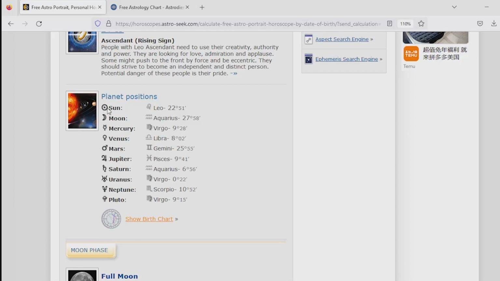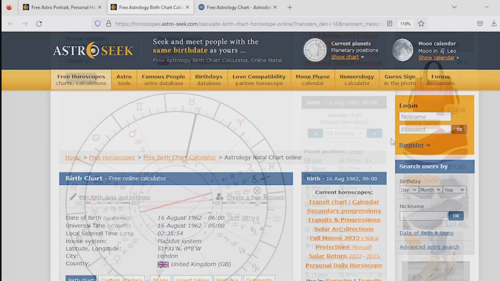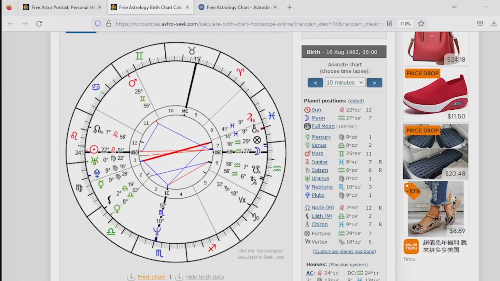So this is the symbol for the sun. This is the symbol for the moon. This is the symbol for Leo, this is the symbol for Aquarius, and this is telling you the degree. You can also click on Show Birth Chart, and you'll see the entire birth chart. So I definitely encourage you to do that. And this is the entire birth chart. As you go through this lesson, we've included some celebrity or famous charts, and they're also pulled from astroseek.com.